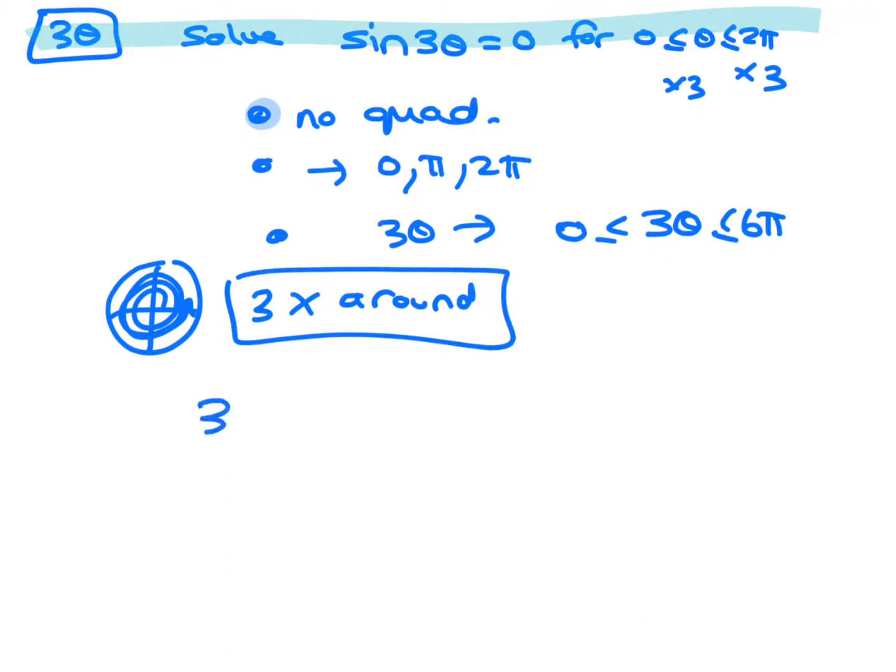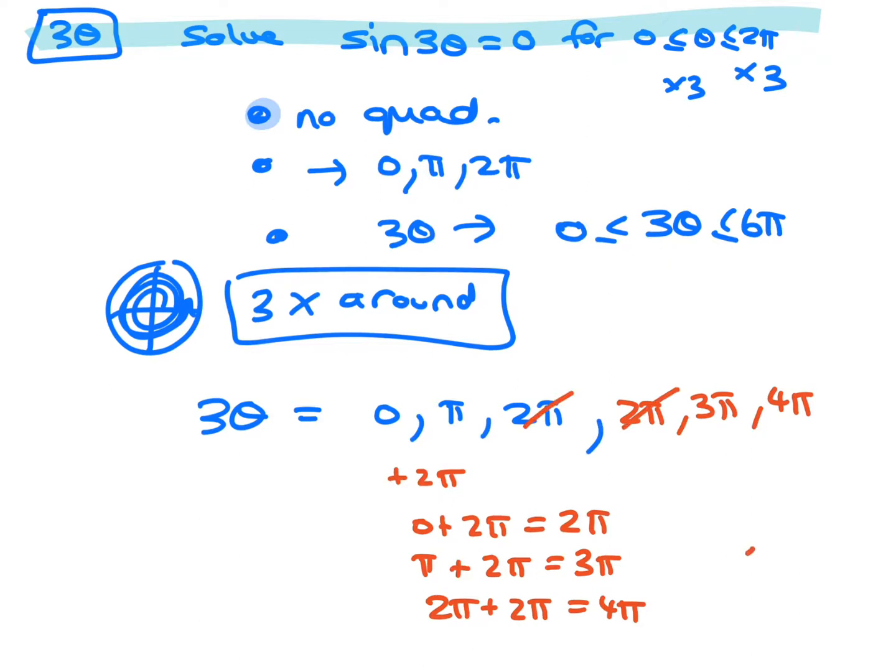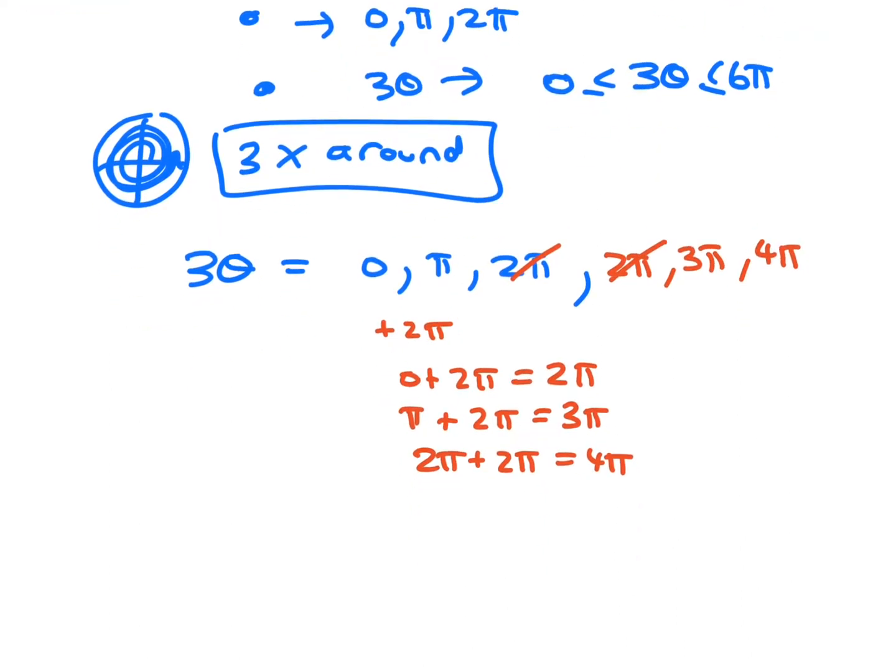Okay, so let's have a look at this. So once you go once around, it's 0, pi, and 2 pi. So if you now add 2 pi to each of these, then you're going to get 0 plus 2 pi, pi plus 2 pi, and 2 pi plus 2 pi. So it will be 2 pi, 3 pi, and 4 pi. But this one's kind of appeared twice.